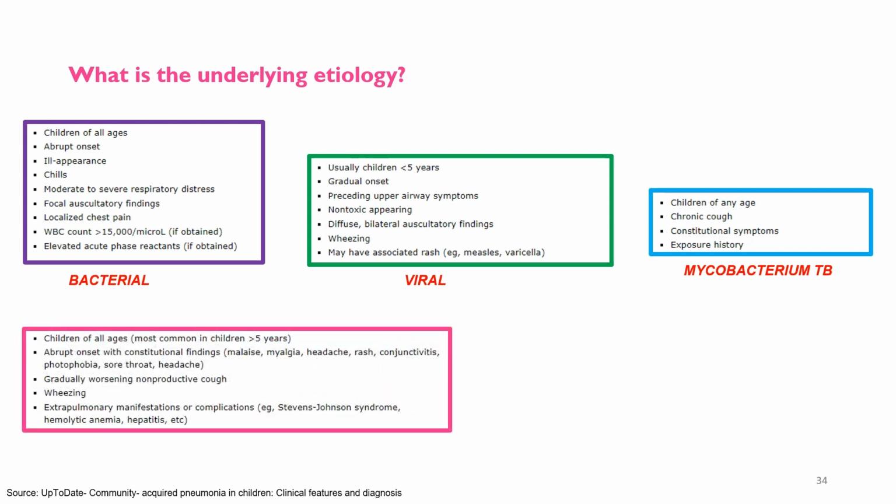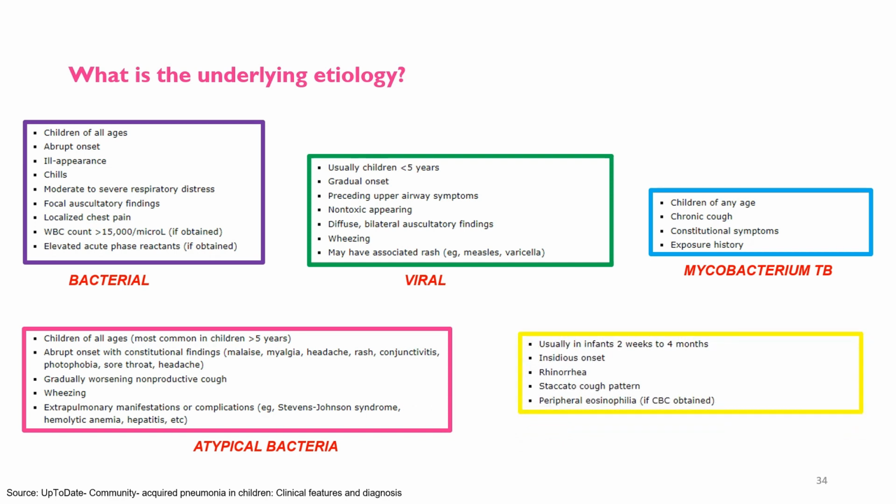If you have a child of any age, more commonly more than 5 years, with a lot of symptoms like body ache, headache, rash, eye redness, sore throat, worsening non-productive cough, wheezing, and a huge range of weird symptoms which you would never expect are coming because of one organism, like hemolytic anemia, hepatitis. This goes with an atypical bacteria, also known as Mycoplasma pneumonia or chlamydia, but usually all of these are going with mycoplasma.